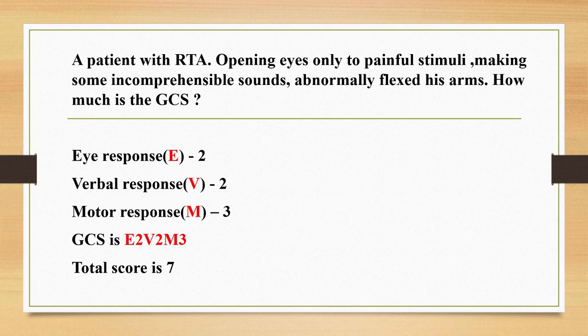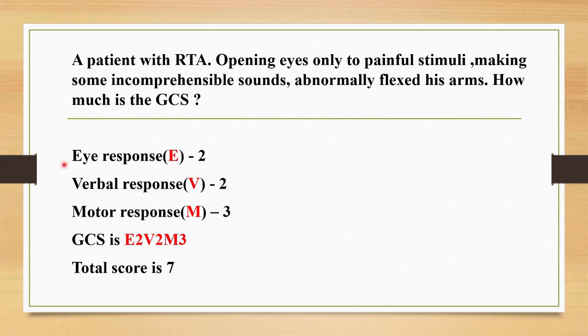So now you got an idea how to assess and give the score according to the response of the patient. Let's see one scenario. Here, a patient got admitted with RTA, road traffic accident, and when you are assessing, the patient is opening the eyes only to painful stimuli and making some incomprehensible sounds, abnormally flexed his arms. So how much is the GCS?